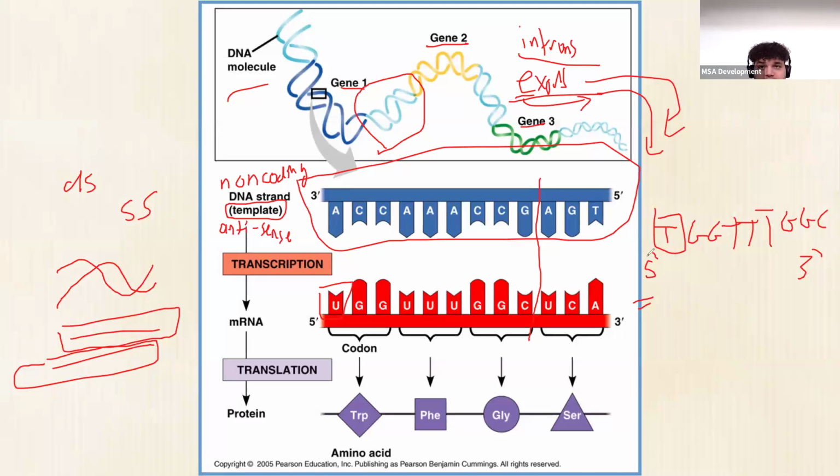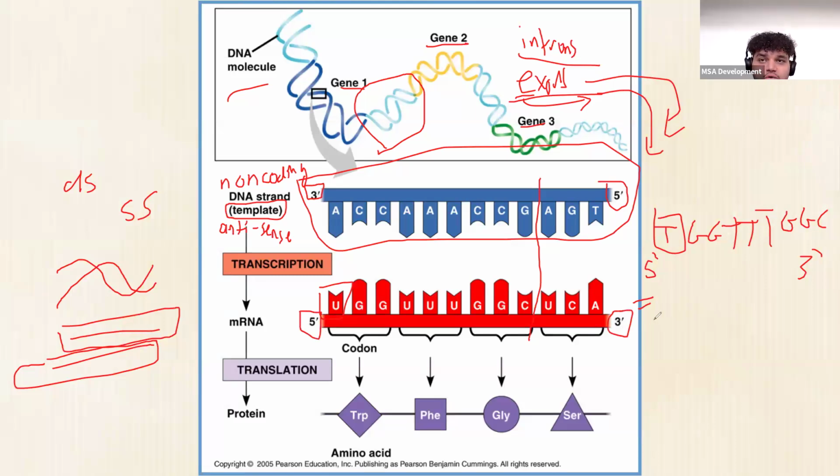Okay? So the anti-template or the coding strand is the same as the mRNA, with the only difference being that the T is replaced with the U. So in the exam, you need to focus if he gave you the 3' to 5', or if he gives you the 5' to 3'. Remember, 3' to 5' is the template. Okay? This is the one that we'll be using to transcribe an mRNA. And the mRNA that we produce will be in the 5' to 3' end.